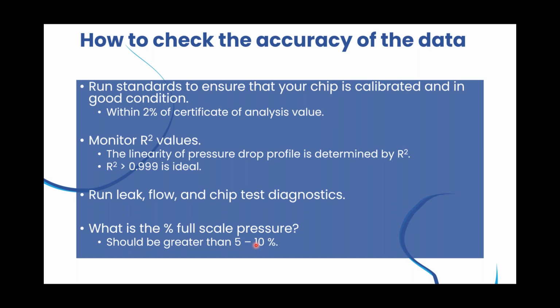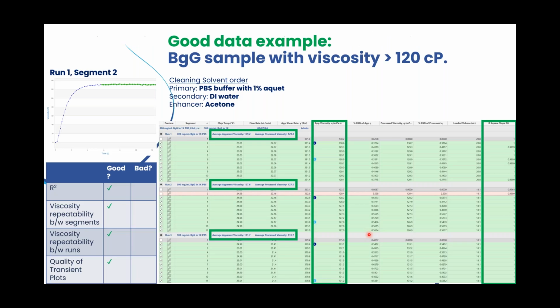So let's say you followed the good practices, and by doing this, you'll be happy because you'll be getting good data. And here we show an example of good data that we got with the Initium 1 Plus. So we can see that the R-squared values are good. The viscosity is repeatable between segments. It's repeatable between different runs. And the quality of the viscosity versus time plot is excellent.